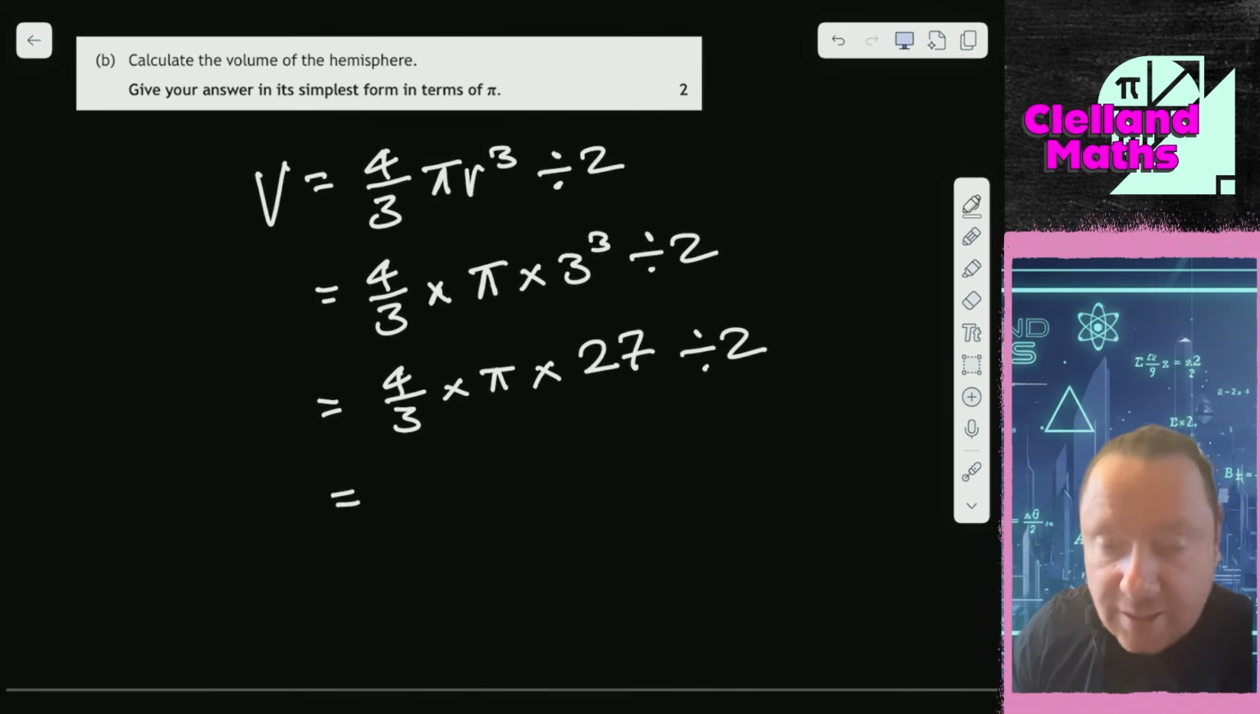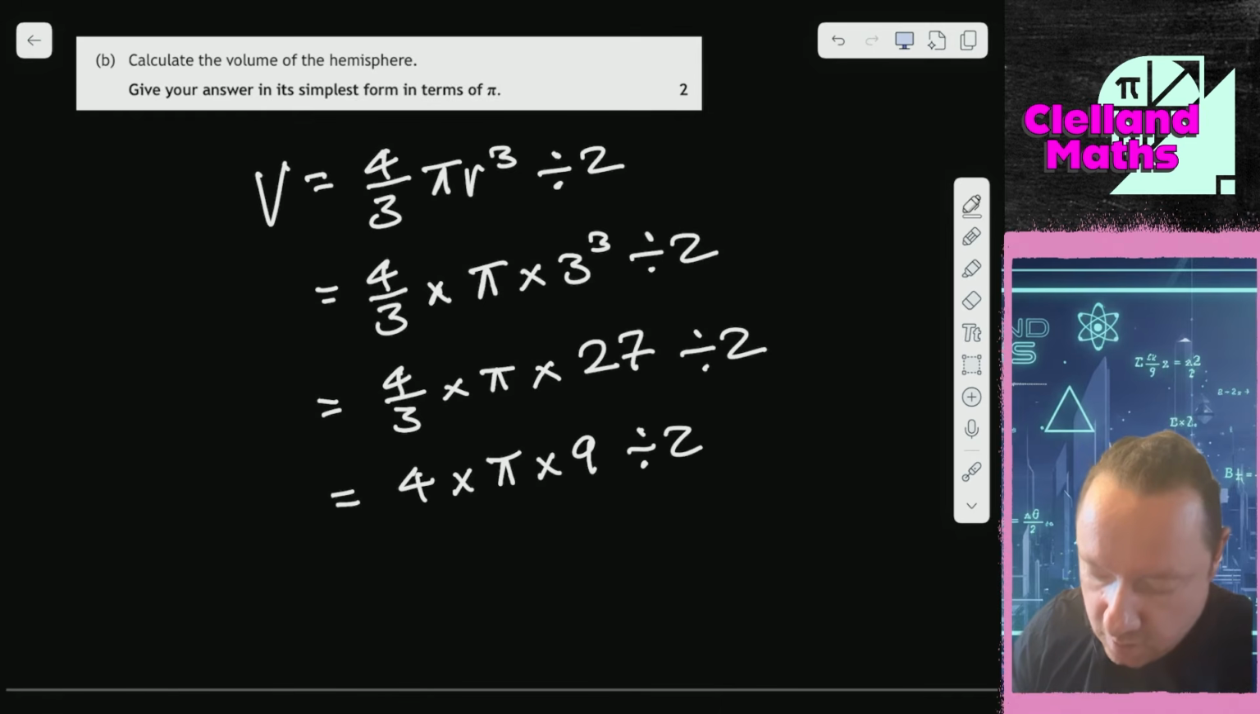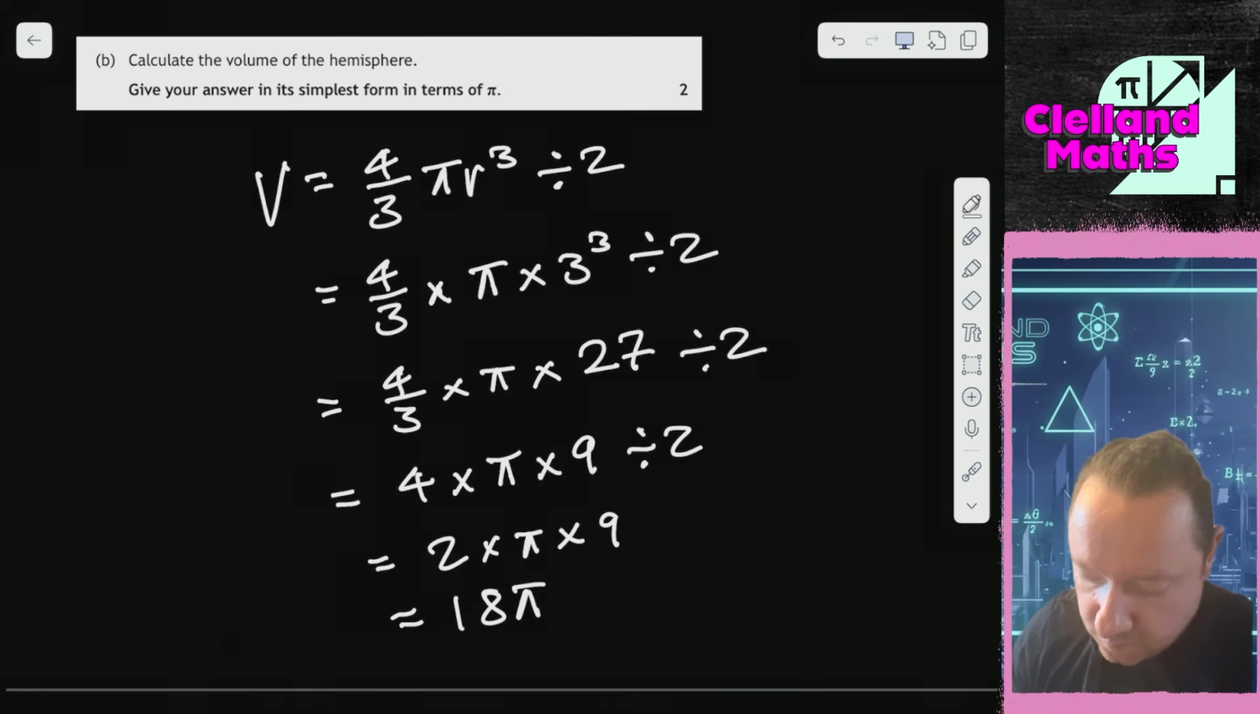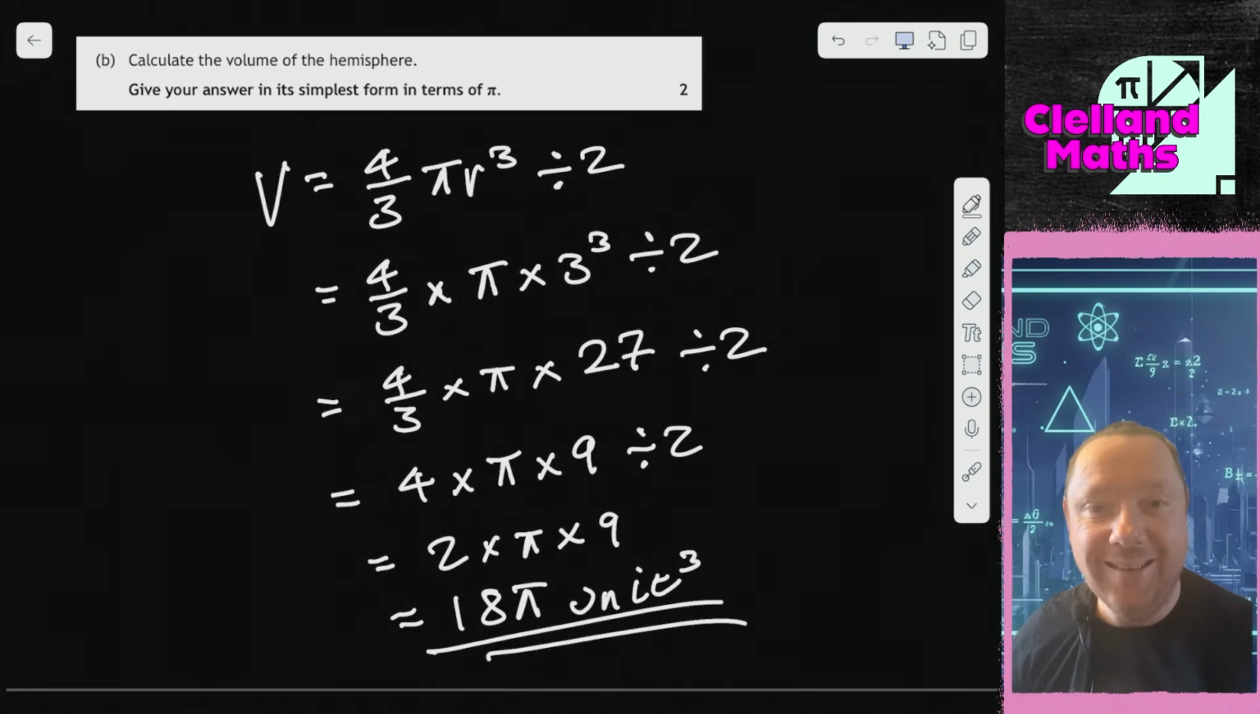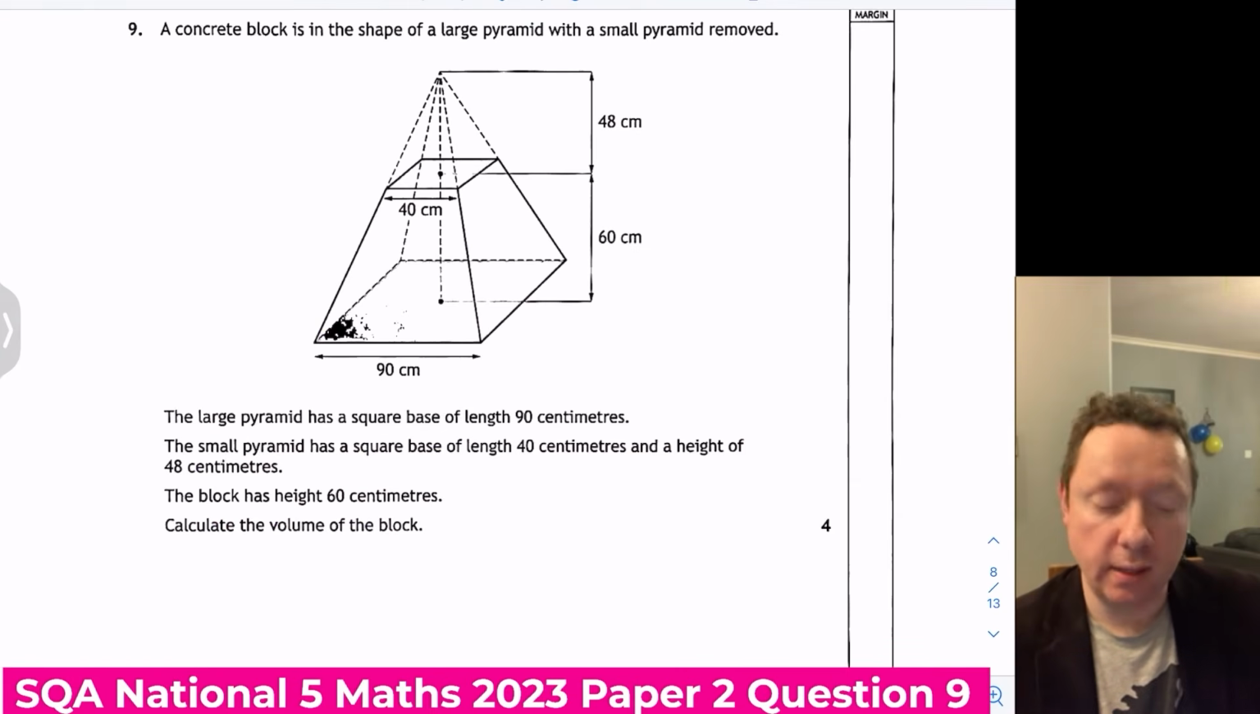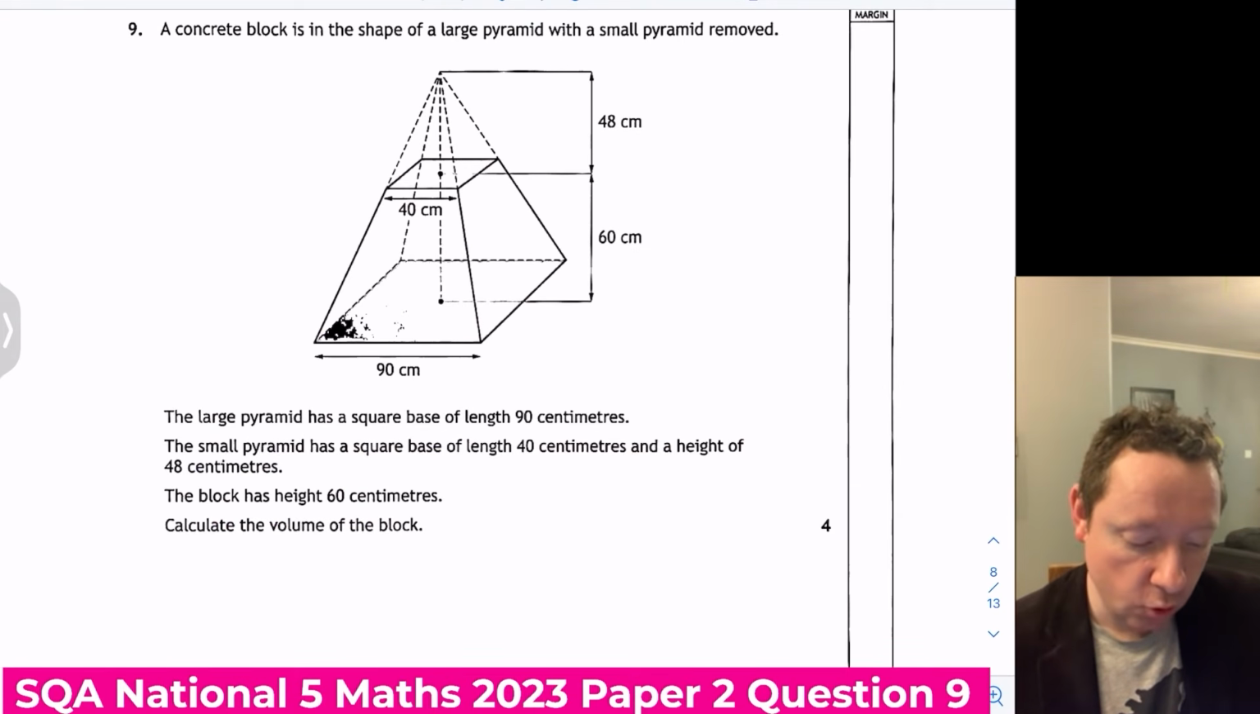27 divided by 3 is 9. So that's 4 times pi times 9 divided by 2. 4 divided by 2 is 2 times pi times 9. That's 18 pi units cubed. And we're done there.